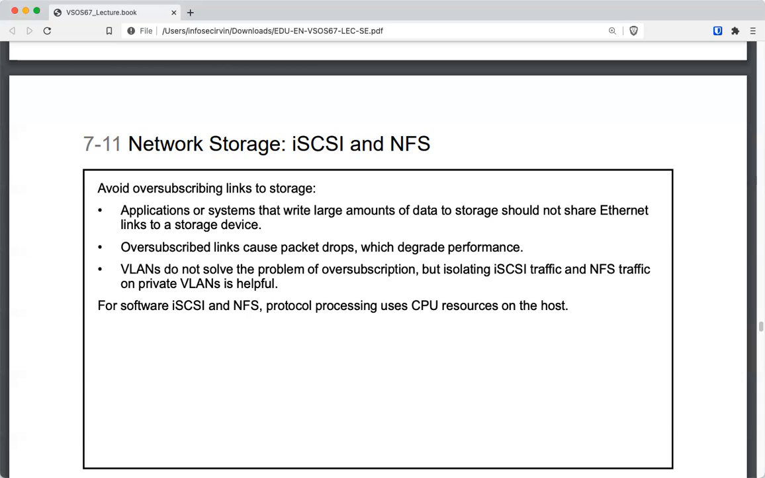Just know that using iSCSI and NFS does require CPU resources on the host, and you can oversubscribe these. VLANs do not solve the problem of oversubscription. Isolating them does. At least it's helpful.